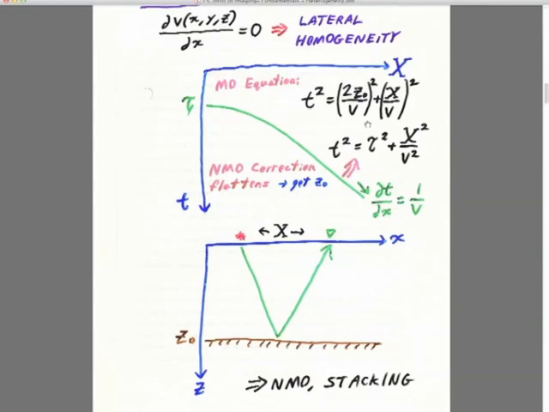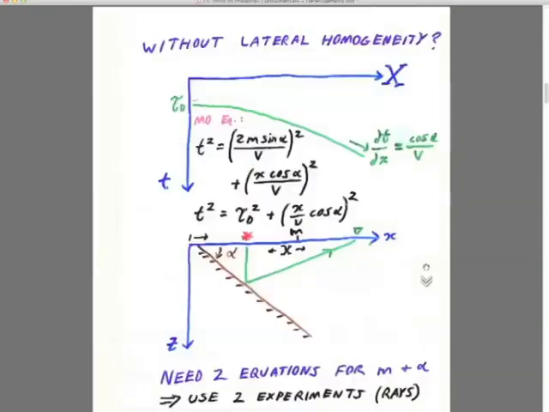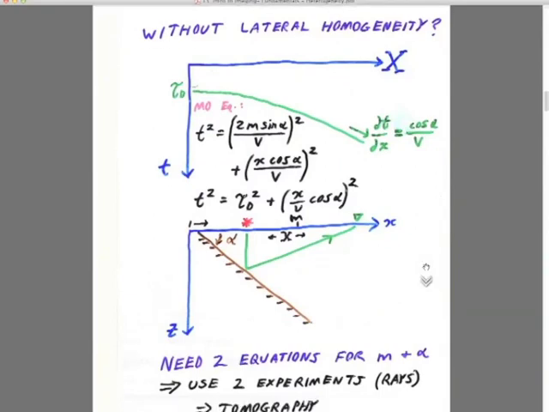Okay, that's the process of normal move out correction. And since it depends on velocity, we actually turn that into an analysis tool in my applied geophysics course. We use this objective of flattening the normal move out as a way of getting the velocity, right? I mean, how can you correct the normal move out without knowing the velocity? Well, you just try it a bunch of times until you get the velocity right. Okay, you try it through a whole range of velocities.